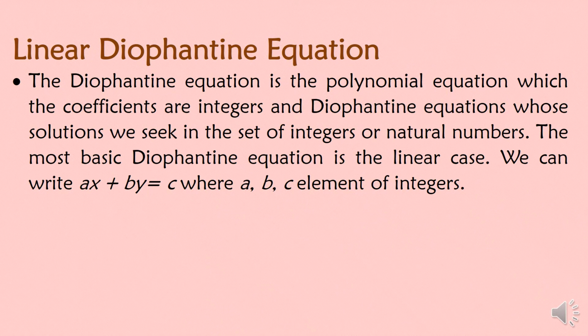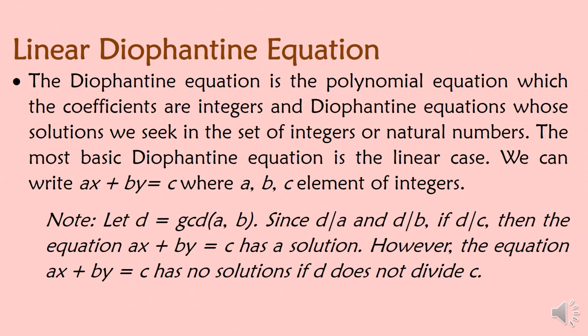The most basic Diophantine equation is the linear case. We can write ax + by = c, where a, b, and c are elements of the integers. Note that let d equal the GCD of a and b. Since a is divisible by d and b is divisible by d, if c is divisible by d, then the equation ax + by = c has a solution. However, the equation ax + by = c has no solutions if d does not divide c.